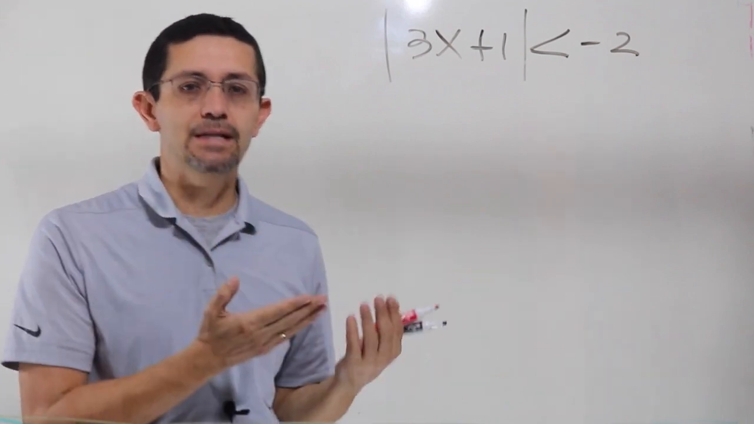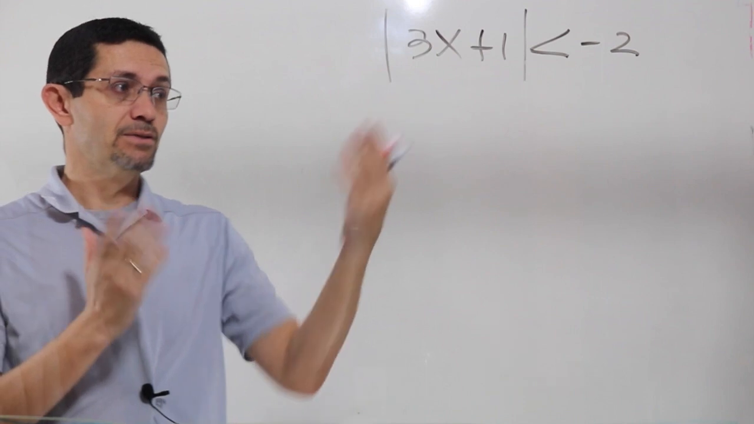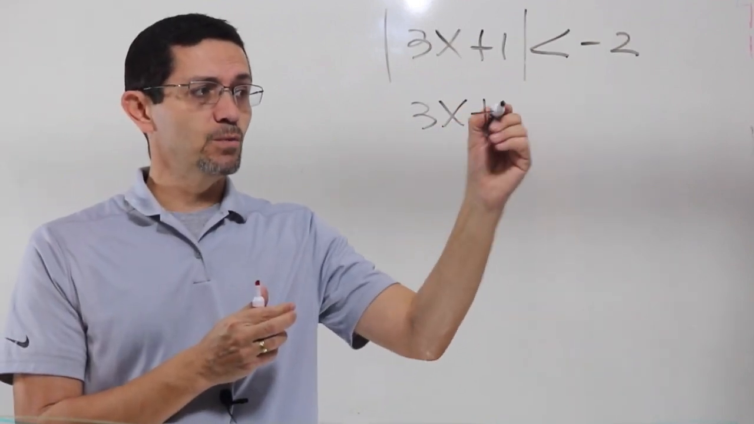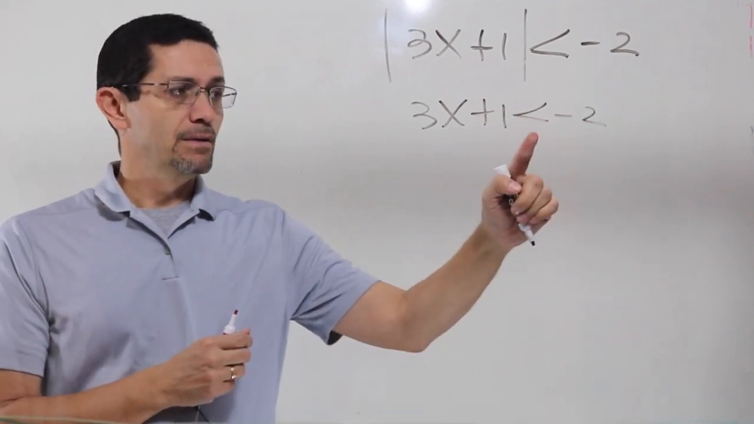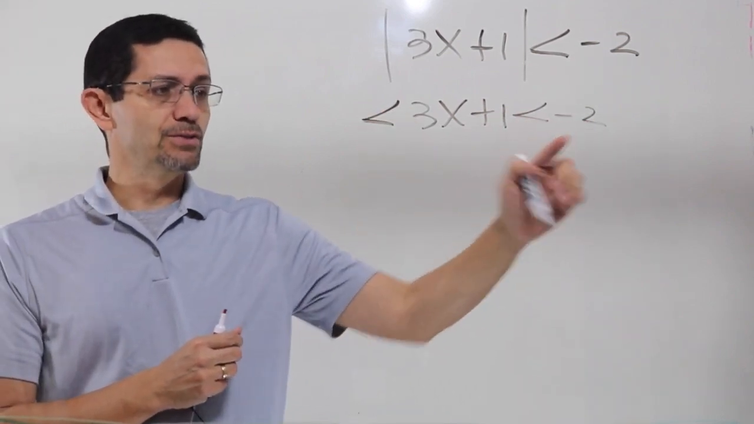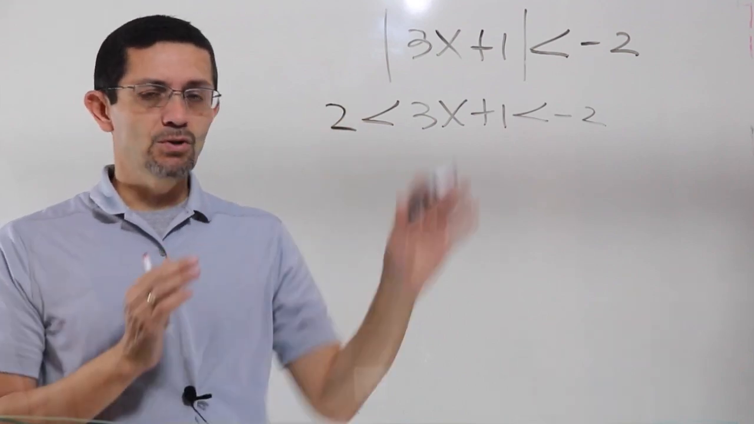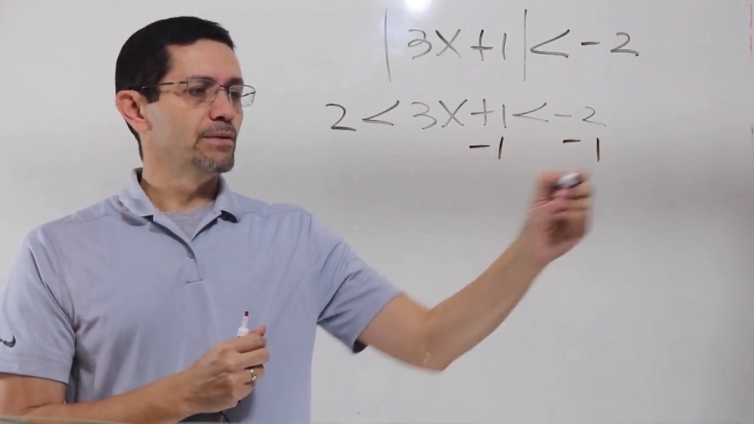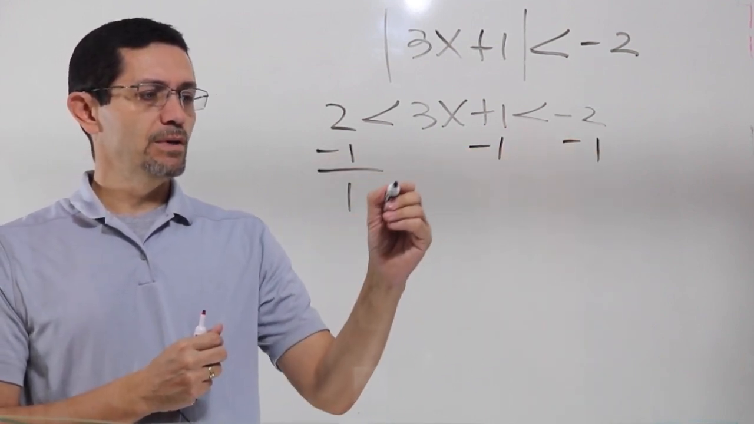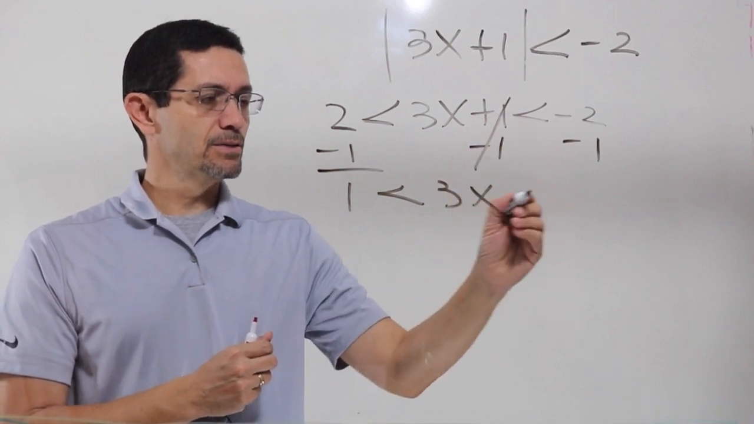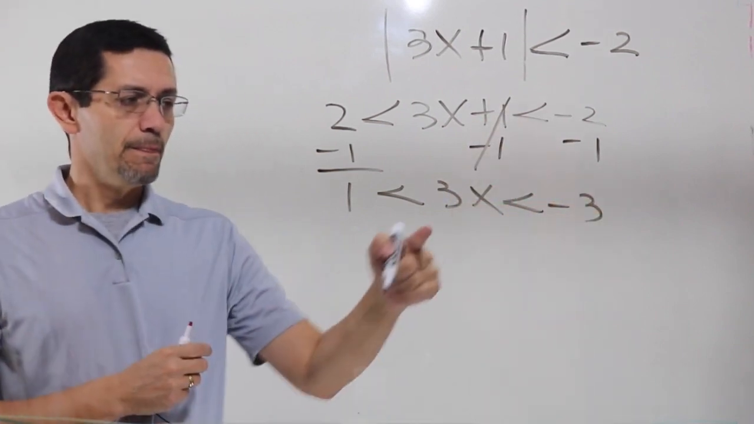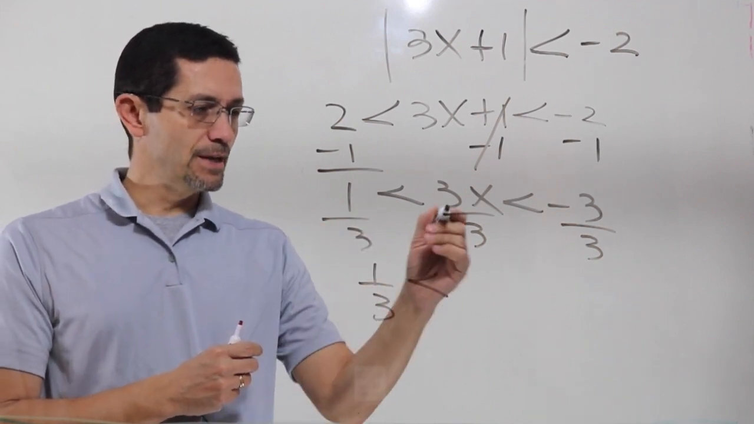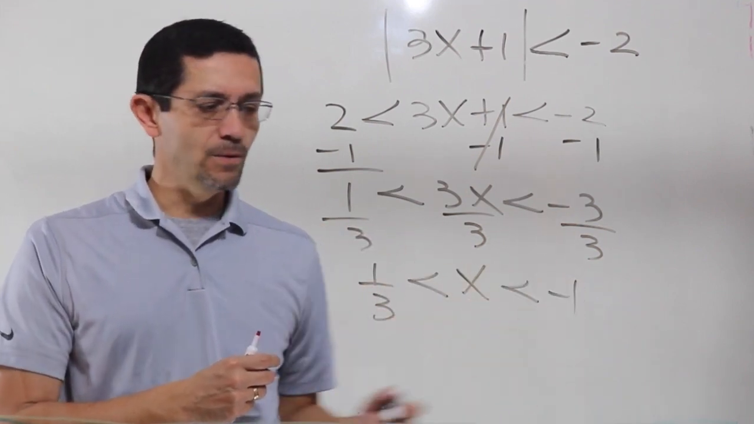Let's pretend we didn't see that. Let's pretend that this is all right. So this is a less than, so therefore we have to solve it. So let's solve it. 3x plus 1 less than negative 2. The inequality symbol stays in the same direction, change the sign. What we're going to do is solve it and see if it makes sense or not. Minus 1, minus 1, minus 1. This is going to give me 1 is less than 3x, less than negative 3. Divided by 3, divided by 3. So I have 1/3 is less than x is less than negative 1.